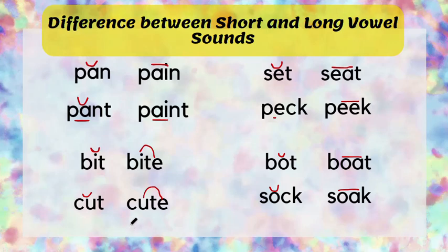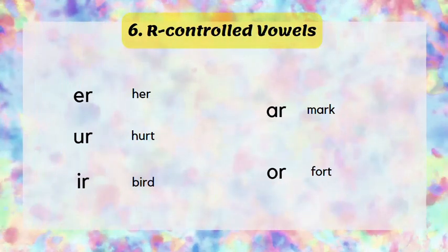It can also say the U sound as in rude. See the sound rude. It's saying the U sound. So this was a little insight about the difference between the short and the long vowel sounds, and I hope that it is so clear, it's prominent now. Then we have R control vowels. I have already given you these ER, UR, IR, AR, and OR. These are called the R control vowels.